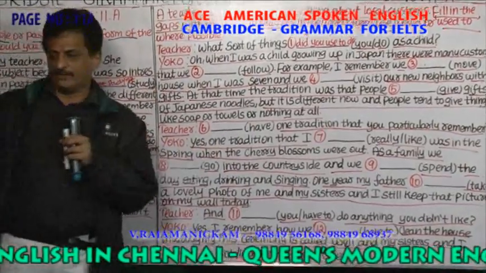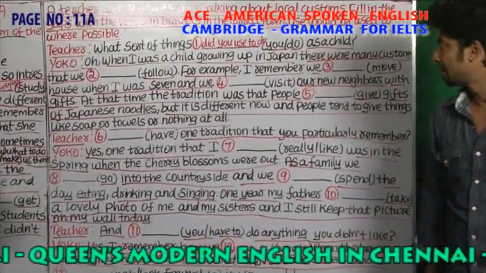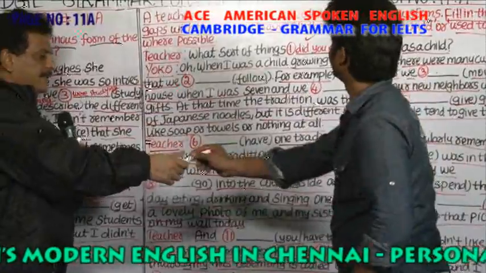I request the gentleman to come forward. So let us see how he does. Don't block the camera. You have to write in big letters. Come here. Come this side.